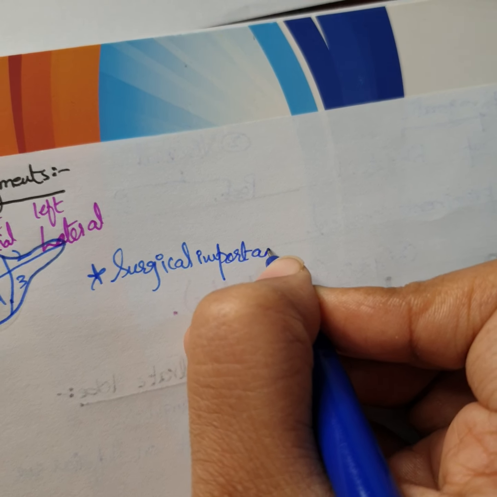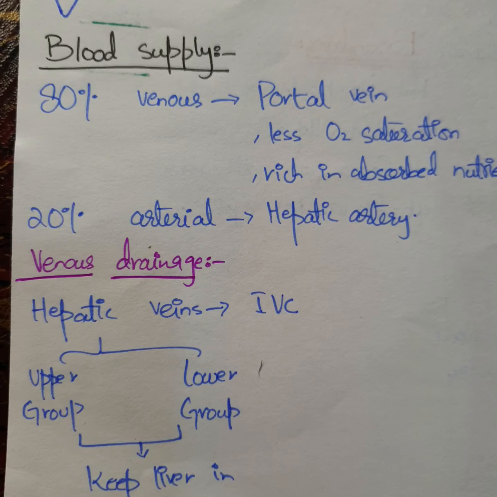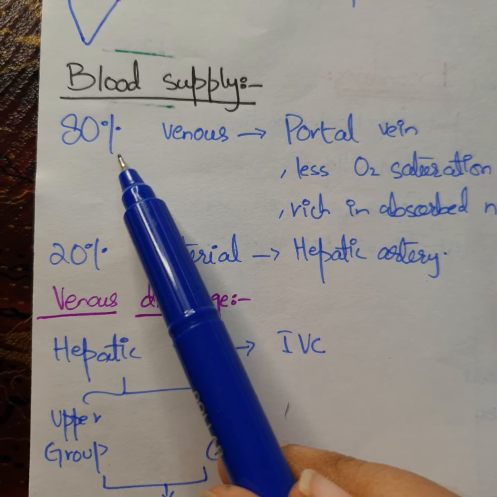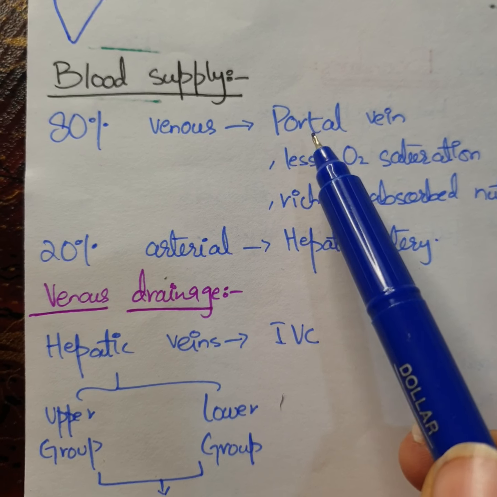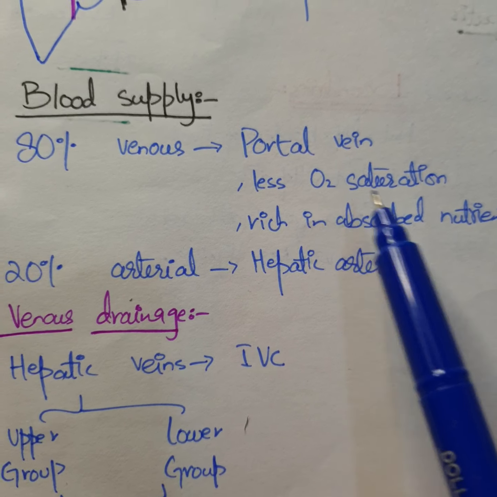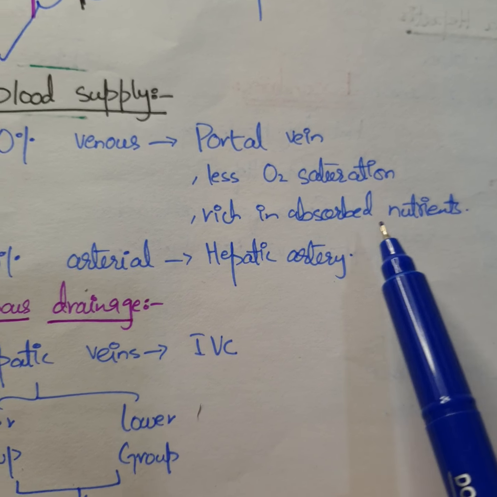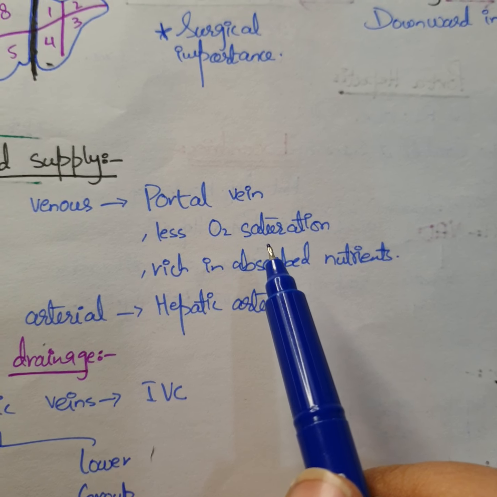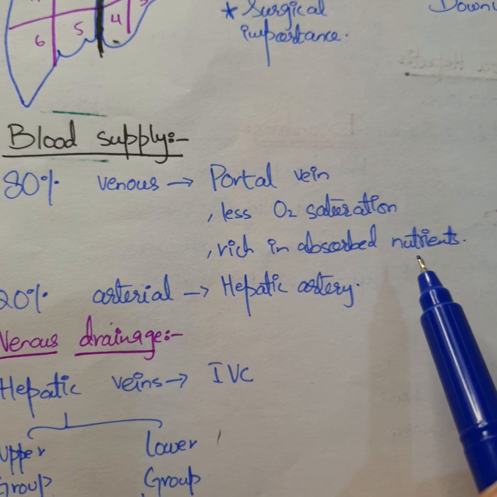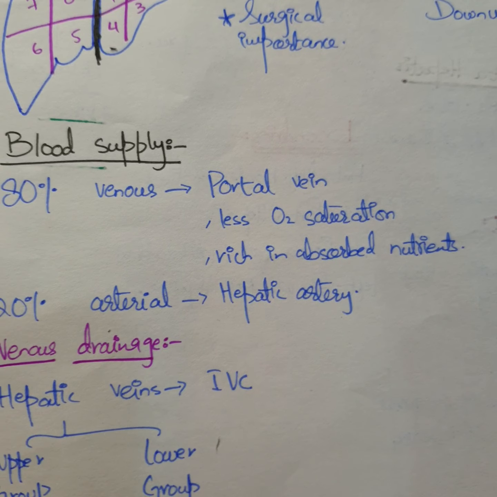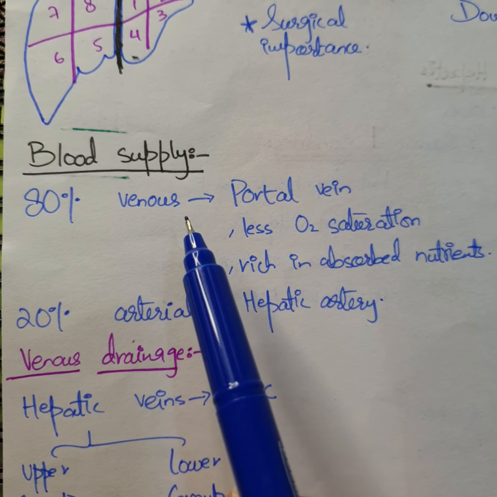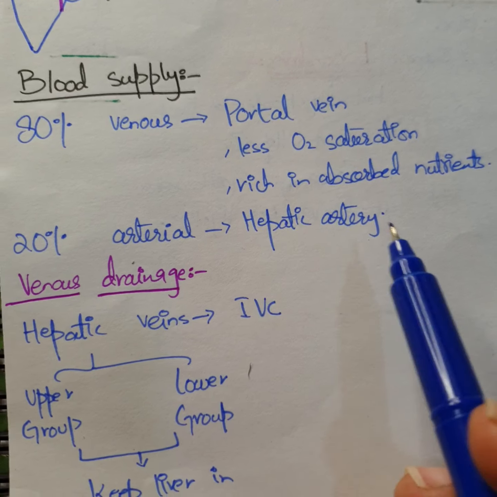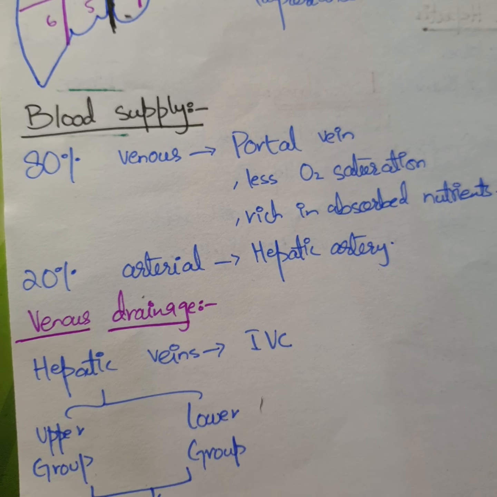Now talking about the blood supply of the liver. The blood supply of the liver is 80% venous, supplied by the portal vein. The portal vein has low oxygen saturation, but it is rich in absorbed nutrients from the alimentary canal. Twenty percent is arterial blood, supplied by the hepatic artery, and it has good oxygen saturation.